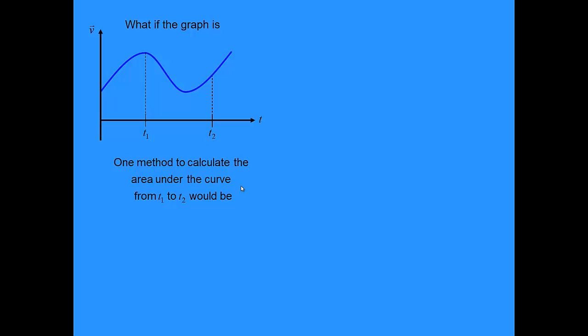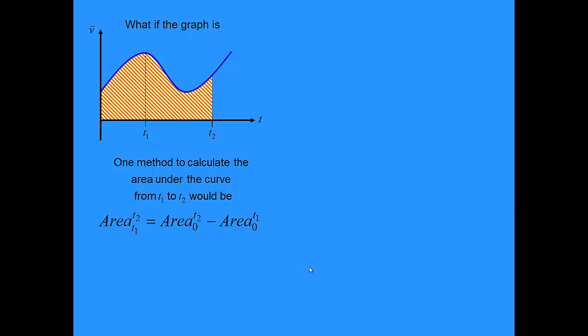We could find the area under the curve from t1 to t2 by taking the area from 0 to t2, this big shape, and subtracting off the area from 0 to t1, that little shape, and we'd have the area in between. But how are we going to find that area when it's not a nice shape?